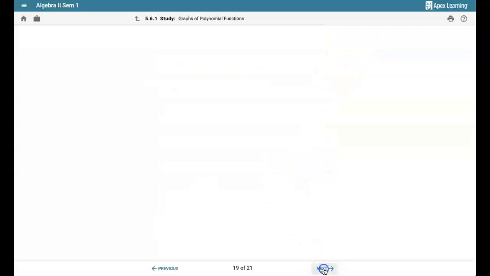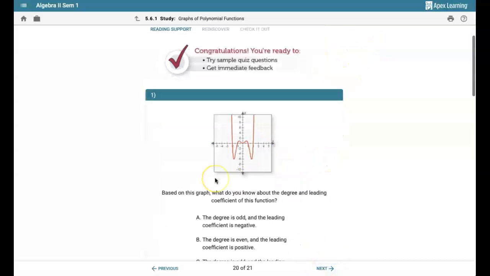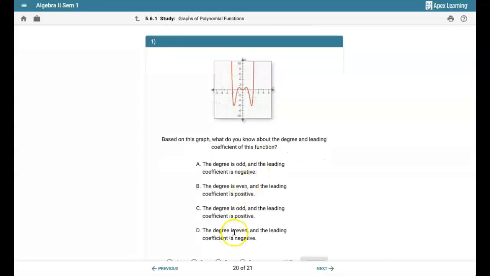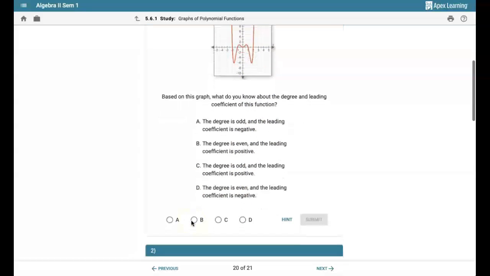All right. So then looking here, based on this graph, since they're both going up, you know that it's going to be an even degree. Okay, you know that the degree is definitely going to be even. And since they are up, you know that the leading coefficient is positive. So the answer to that would be B.